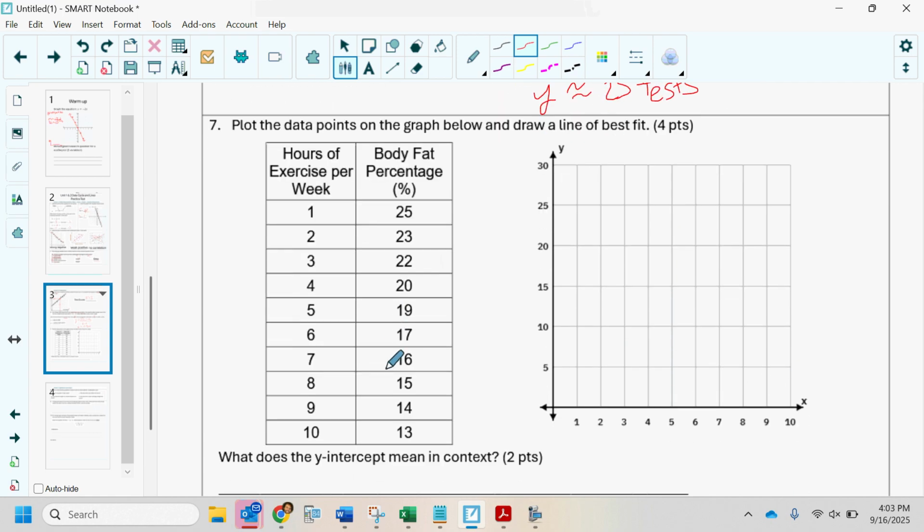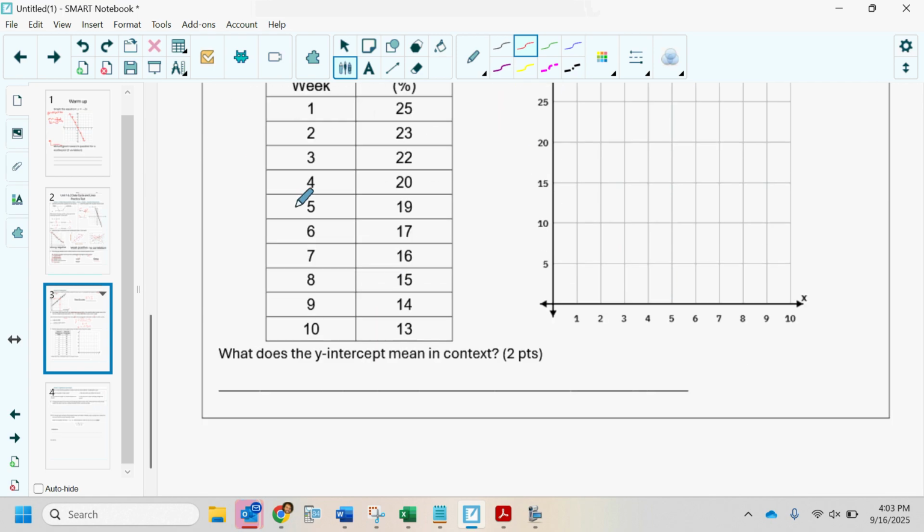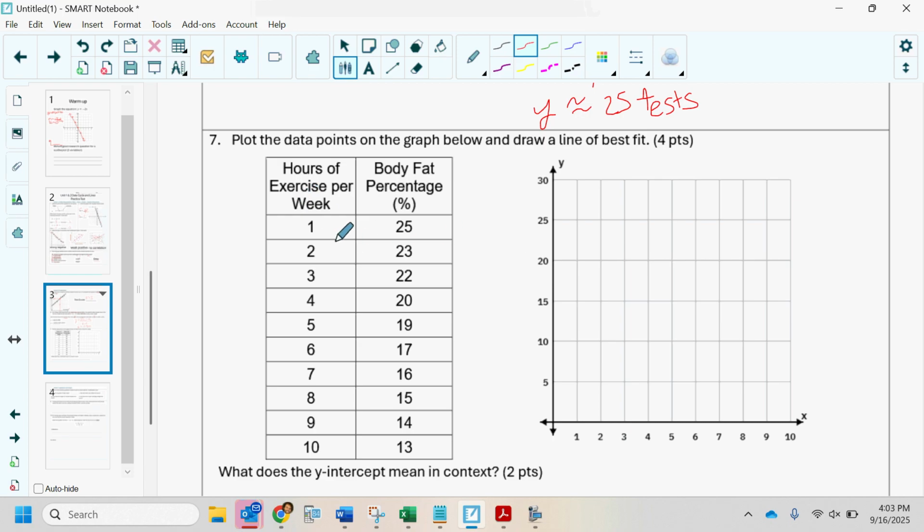All right. Last but not least, on this page, we're going to be plotting some points. So we're going 1 through 10, and we're going to plot some points. 1's at 25. 2's at 23, so that's somewhere a little bit above the middle. 22 is a little bit below the middle. 20 is here. 19 is here. 17 is here. 16, 15, 14, 13.